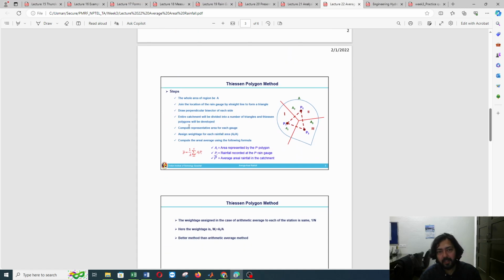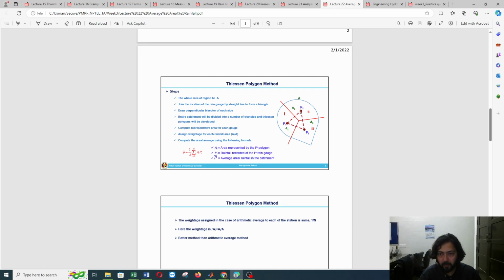Now how can we do that? These are the steps. The first step is that the whole area of the region is A, so the entire area is A. Now they are saying to join the locations of the rain gauges by straight lines to form triangles. There are 3 rain gauge stations here, P1, P2 and P3, along with PA. They have connected each rain gauge and are representing it as a triangle, so we have done that. The third step is to draw the perpendicular bisector of each side. So we have drawn a perpendicular bisector and bisected the side between P1 and P2. Similarly, we have bisected the P2 and P3 side with respect to P1.